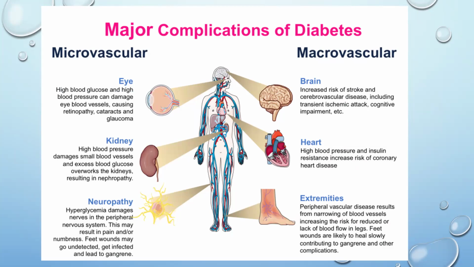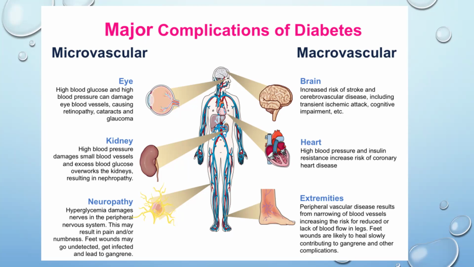In the heart, it leads to high blood pressure, and insulin resistance increases the risk of coronary heart diseases. In the extremities, peripheral vascular diseases result from narrowing of blood vessels, increasing the risk of reduced or lack of blood flow in the legs. The wounds are likely to heal slowly, contributing to gangrene and other complications, while microvascular complications mainly affect the eye and kidney.